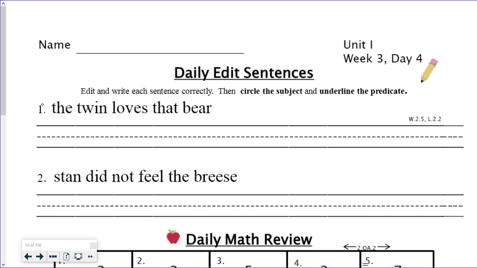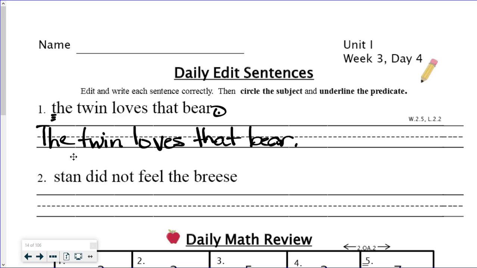All right, let's check it from the top. Number 1, the twin loves that bear. The twin loves that bear. So we're going to capitalize the T on the twin loves that bear. We need a period at the end. Then we're going to rewrite it. Okay, we've rewritten number 1. We'll go back and circle the subject and the predicate after we do number 2.